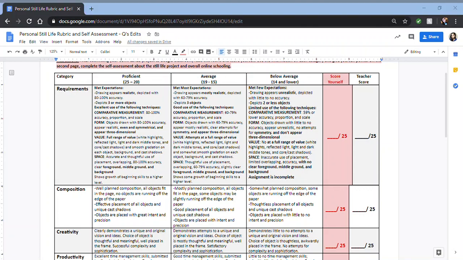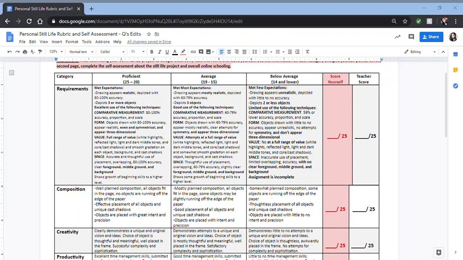So we're going to see the categories of proficient, average, and below average. Again, always looking at your work. And you're going to read the expectations here, like did you have at least 3 objects? Did you have 3 or more? Does the drawing appear realistic? Depicted like 80 to 100% accurate? Did you use all of these techniques? Comparative measurement, form, value, space? How were your skills growing from one level to another?